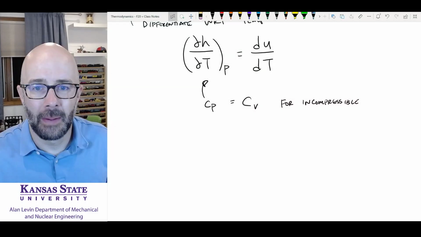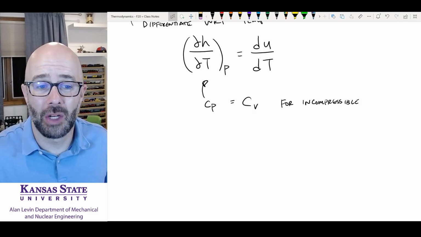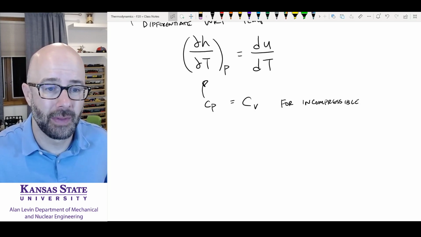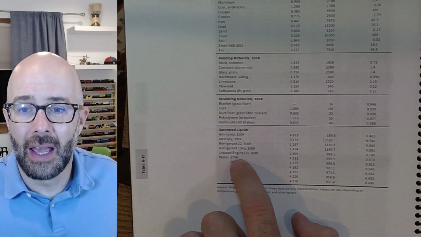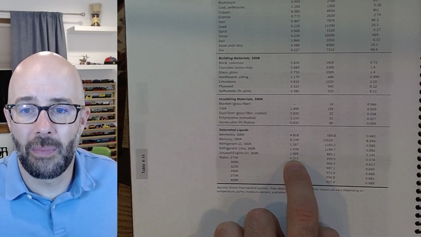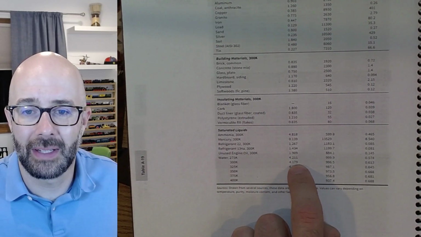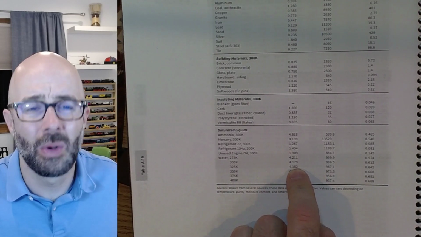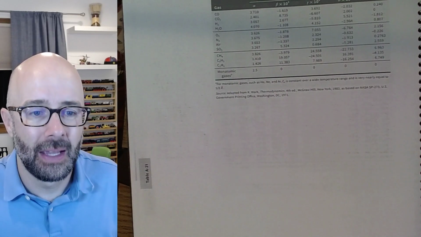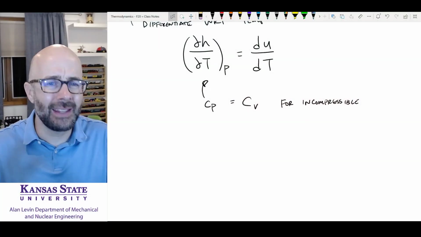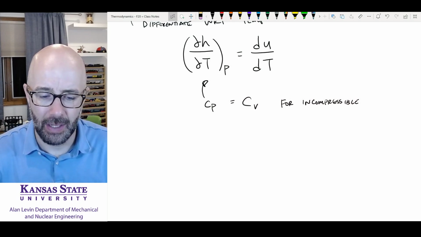Other thing I want to say is, it's constant over a limited range of temperatures. So if I go back here, I see that for water, it's 4.211 at the temperature 275, and at 300 it's 4.179, and at 325 it's 4.182. So your specific heat does change with temperature, but it's in a pretty good range there, okay?